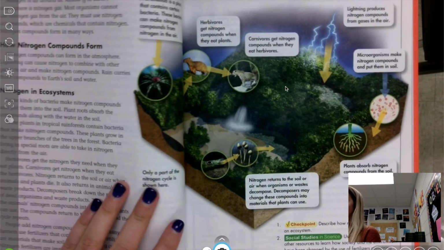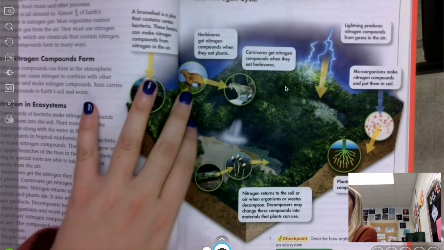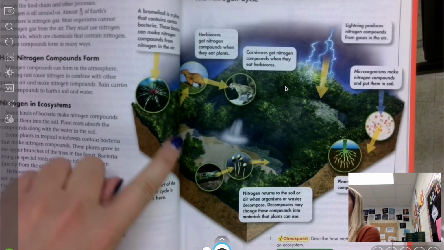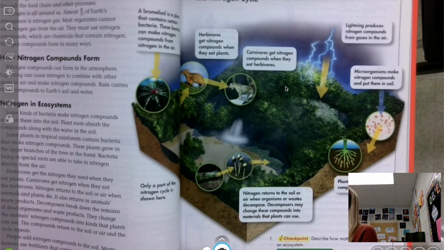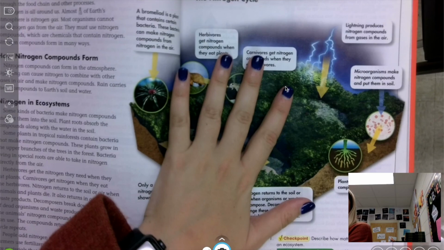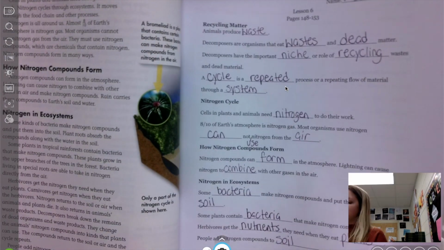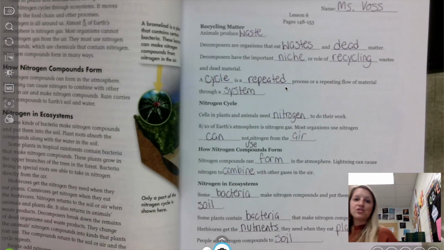And you can just look through this cycle. The nitrogen cycle is actually what we just read here, but it just kind of breaks it down into each different part. So read through that to help you understand the nitrogen cycle. And then what you can do is put your notes in your book, and we're going to finish the rest tomorrow.